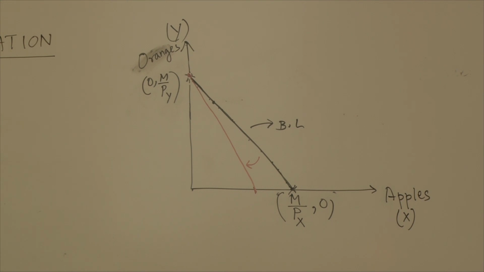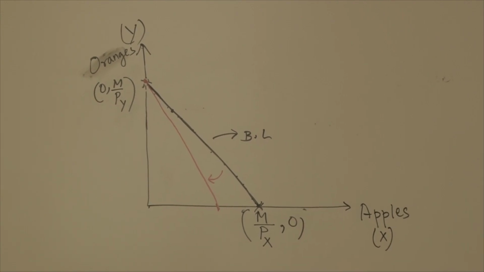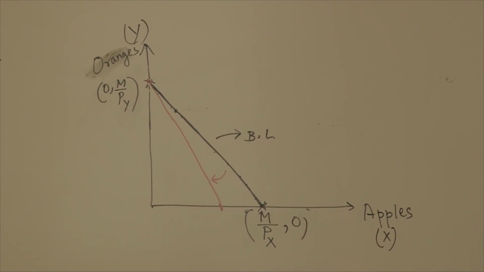Did everyone follow why that happened? Bought less apples, yes, without any change in oranges. So, we can say the budget line swings in.